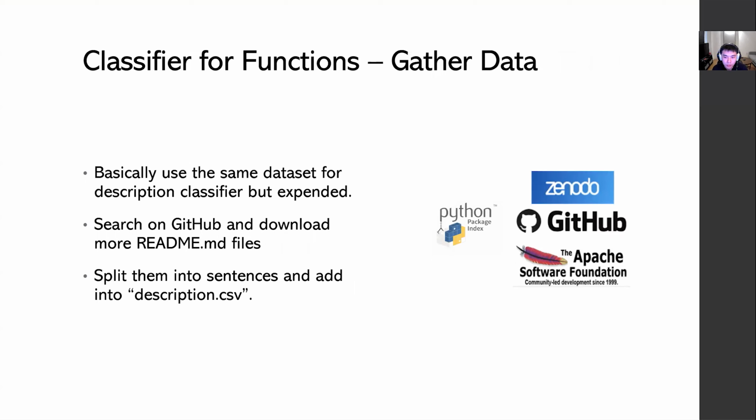Okay, after simplifying this problem, we know how to do this one, and we have to start to gather data. Basically, we just use the same data set as I mentioned before, which was explained during the process of training the description classifier. By doing so, we search on GitHub and download more README files, split them into sentences, and add them into the description.csv to expand the size of the CSV so that we have more of them.